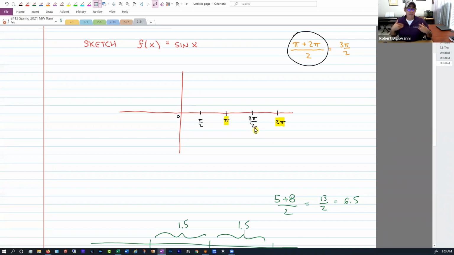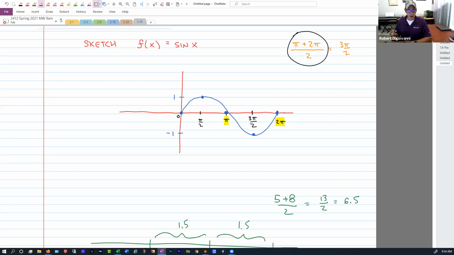Now, here's where I have to know what the sine function does. I have to remember that the sine function starts at 0, ends at 0, and has a 0 in the middle. I also have to know that at the midway point between the start and the middle, that's where I'm at my peak. And I have to know that at 3 pi over 2, this is where I'm at my valley. Once I have that, I can connect the dots together and have a general sketch. All right? That's how I'd sketch sine.